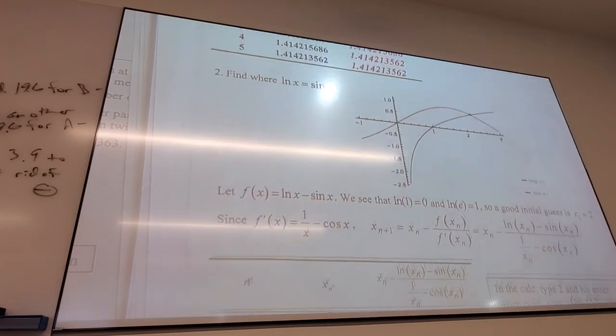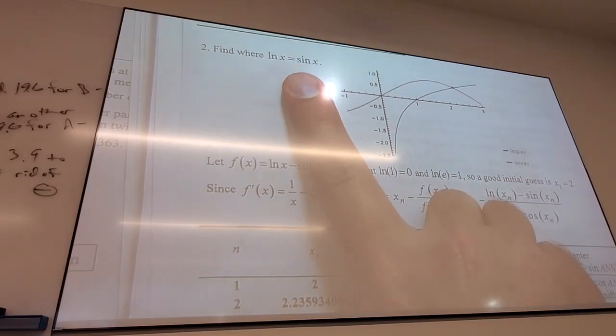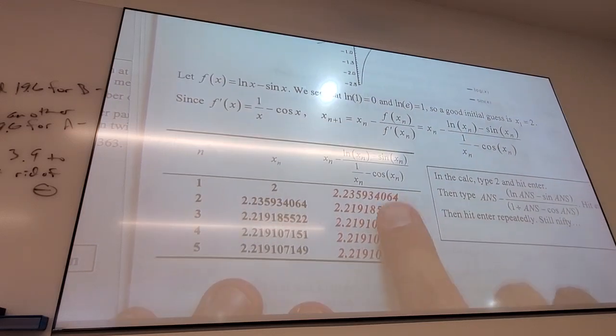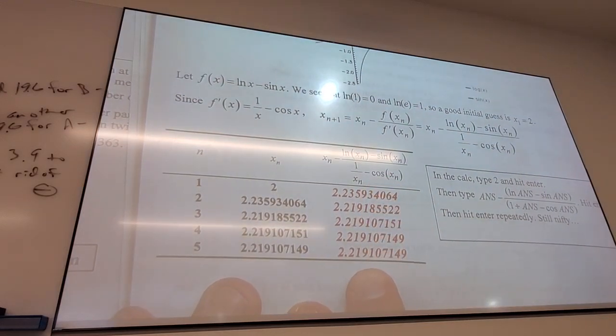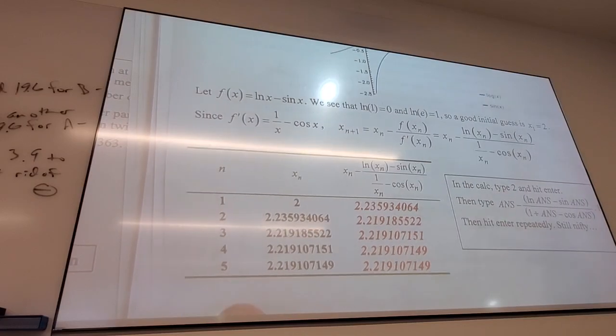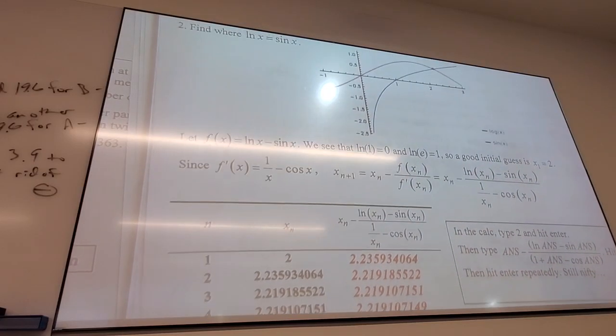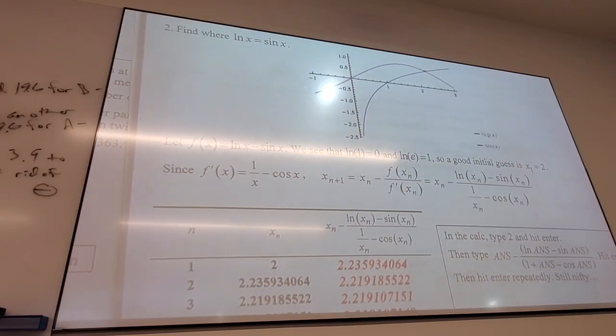The better your first guess is, the faster you get there. I think this is exactly the one we did earlier. Enter. You keep going until the numbers don't change anymore, then you know that you've zoned in on it enough. And you can always check your answer by doing it in the calculator with the intersect process. Okay. That was only a little painful.